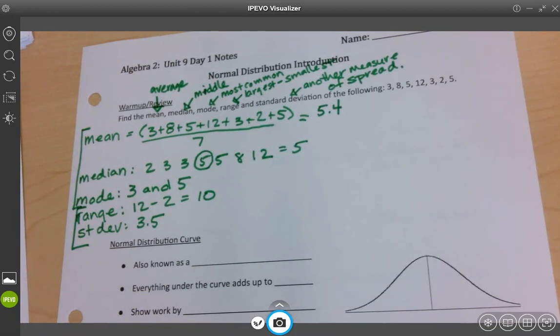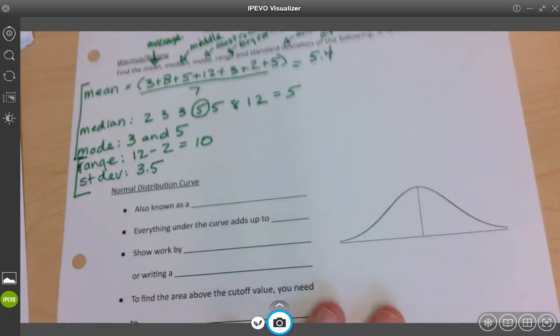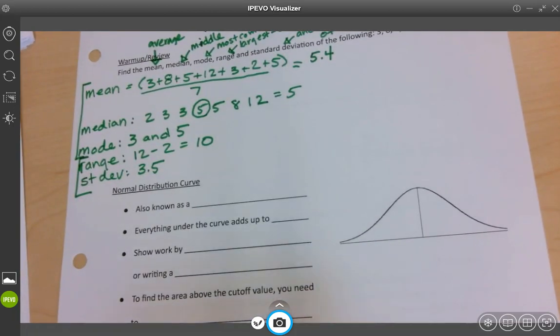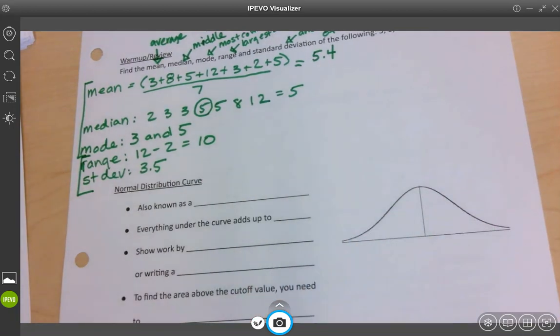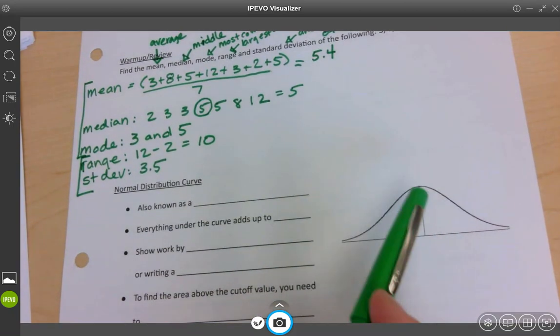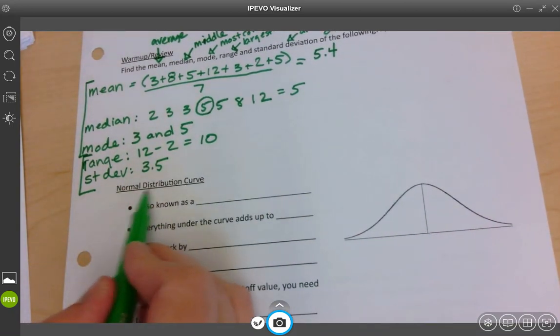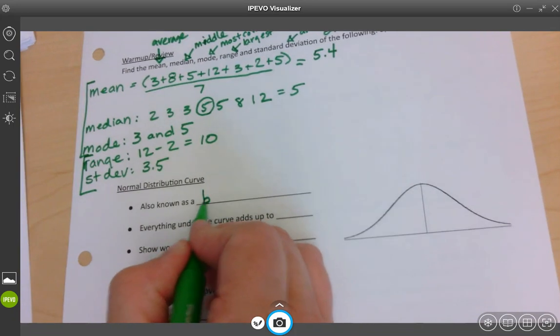All right, so we're going to start talking about normal distribution. Bless you. Raise your hand if you've ever seen a graph like this before with that shape. One person has seen a graph like this before. I'm not going to ask you to tell me anything about it. I just want to know if you've seen it. I think 5 people have seen it. Okay. All right. So it's called the normal distribution curve. It's also known as a bell curve.